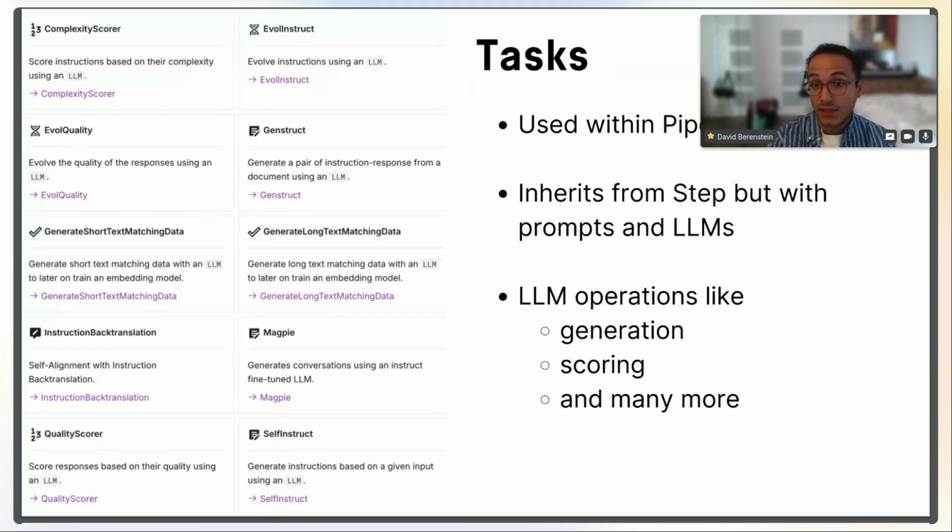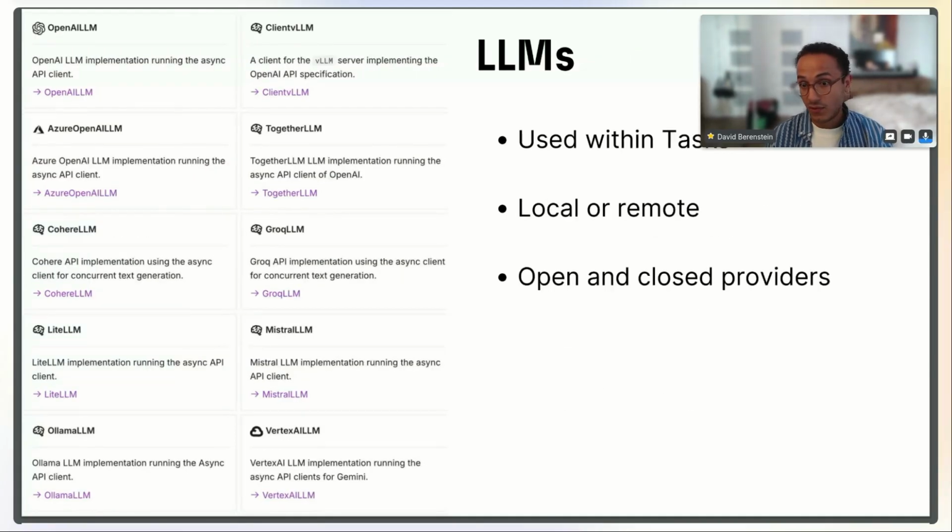Then there are different tasks. These tasks inherit from steps, but add some functionality on top for prompts and LLMs. These LLM operations are things like generation or scoring or many more. You can use that whenever you want for scaling your synthetic data pipeline. And for LLMs, you can use local or remote LLMs. We have all of these providers included, and ensure that all of the speed is aligned with the underlying providers as well.